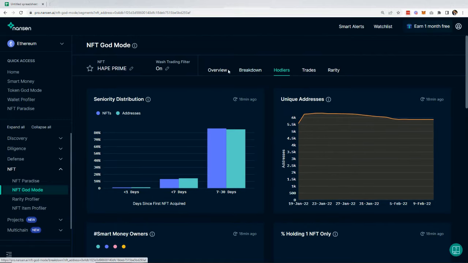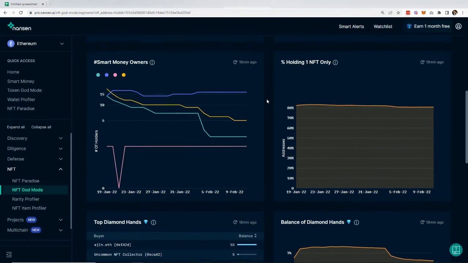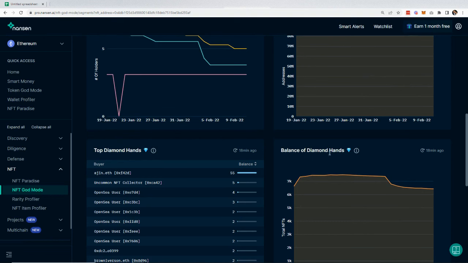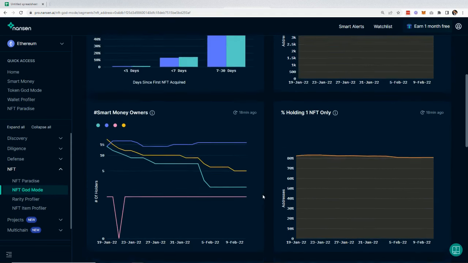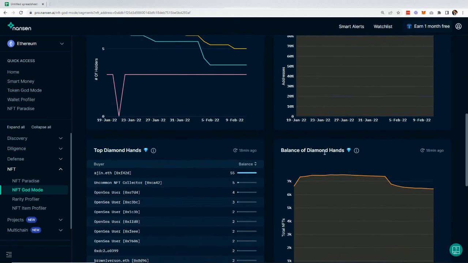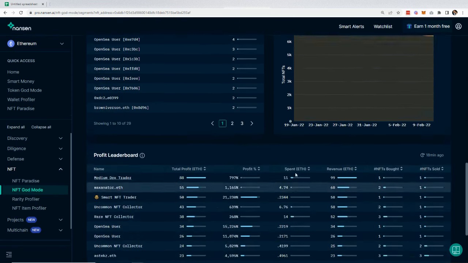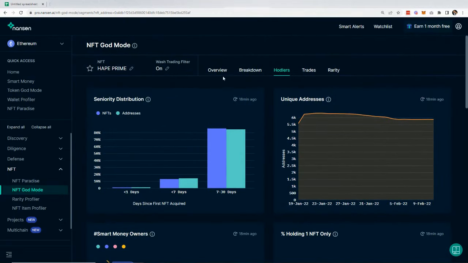So hodlers is a really cool area to look at. You can look at the balance of diamond hands as well. That's the total amount of NFTs belonging to people who've never sold anything. And if the collection has a lot of diamond hands and it's going up, it means that no one is accepting bids, and that's not good. You actually want to see this curve just go down like that. That means people are accepting bids and getting rid of their stuff.